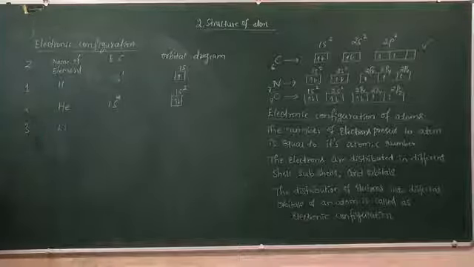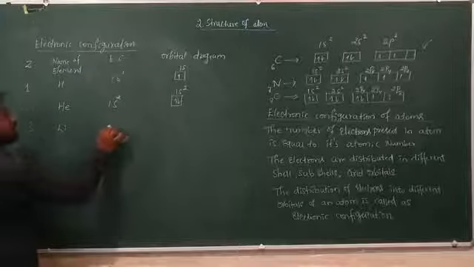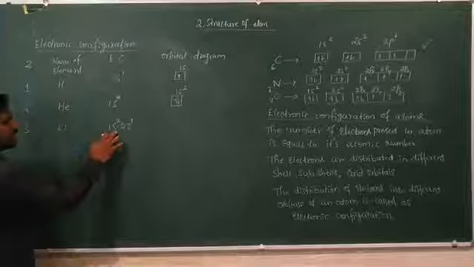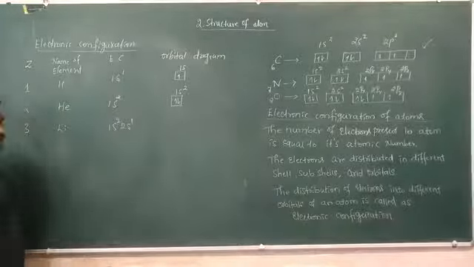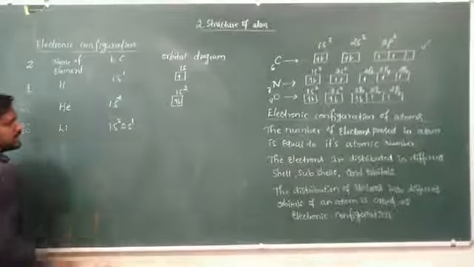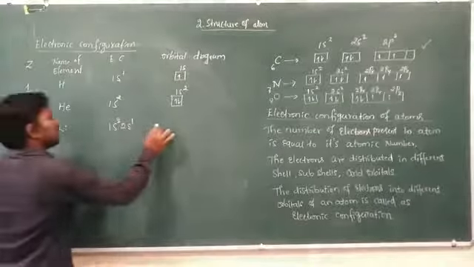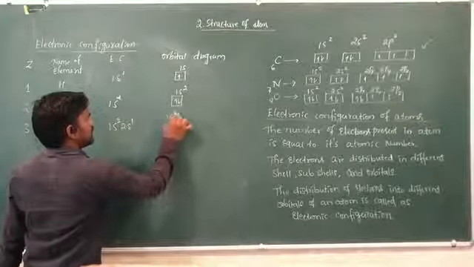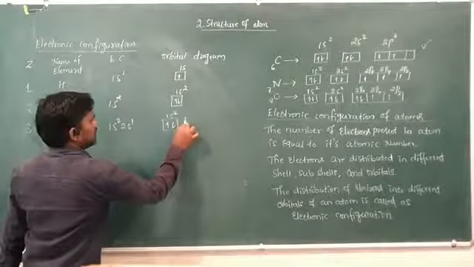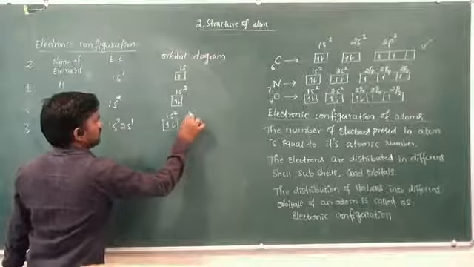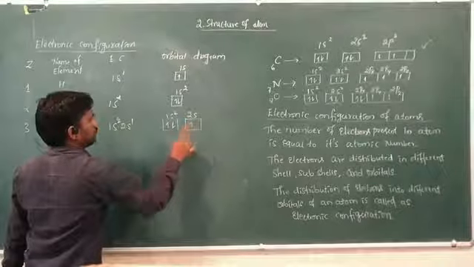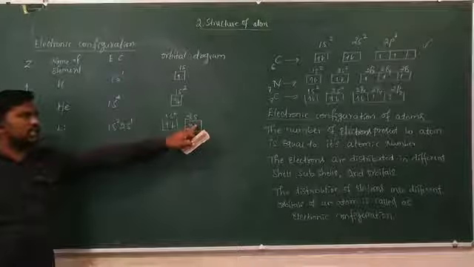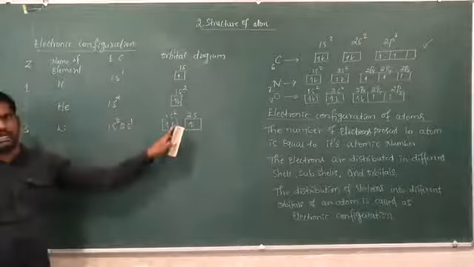Atomic number 3, lithium. It is 1s2, 2s1. The 1s orbital is completely filled, and there is a half-filled 2s orbital. This is an orbital diagram. 1s2 is completely filled, and the 2s is half filled. It is unpaired; the others are paired electrons.